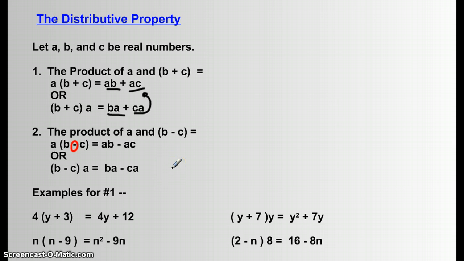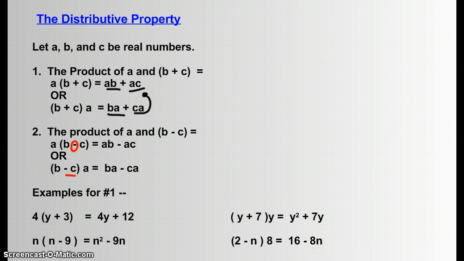In the second example, the quantity of B minus C times A, you're going to take everything that's in the parentheses, in the quantity, and multiply it by what's right outside. So it's going to be B times A, but then again, it's the opposite of C times A, so that's minus CA.